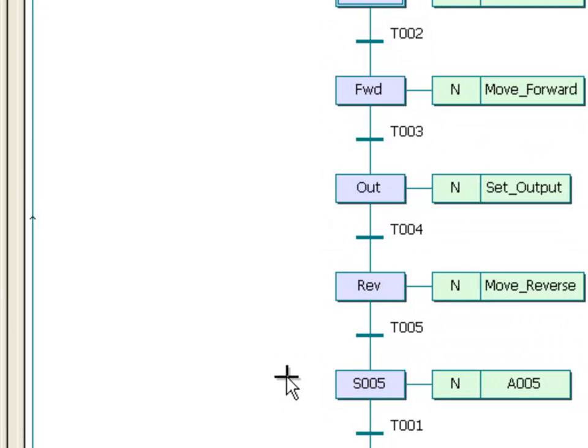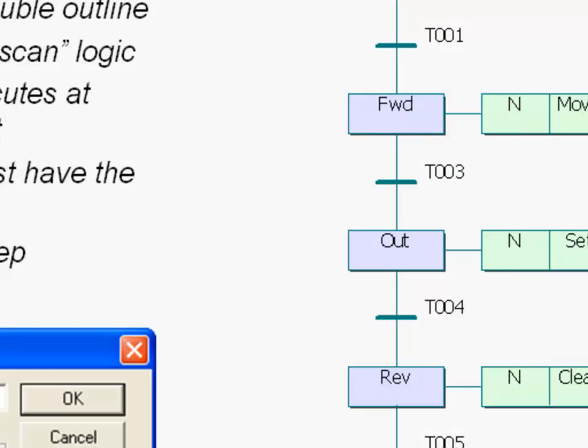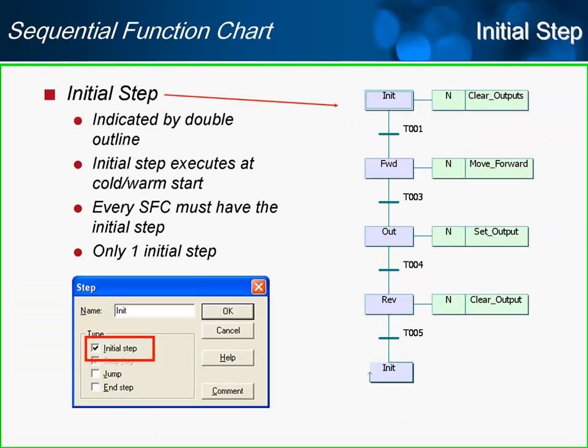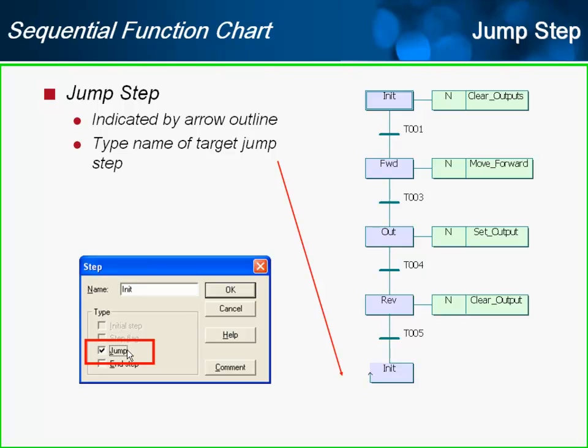So here I've completed my naming down to step number 5, and I'd like to go back to the presentation and talk about, first of all, the initial step. You notice in the properties for the initial step, it's indicated by a double outline. So when the POU executes, it starts at the step that's marked initial step within the properties. Every SFC has to have an initial step, and of course you can only choose one of them to be the initial step. The other important type of step is the jump step.